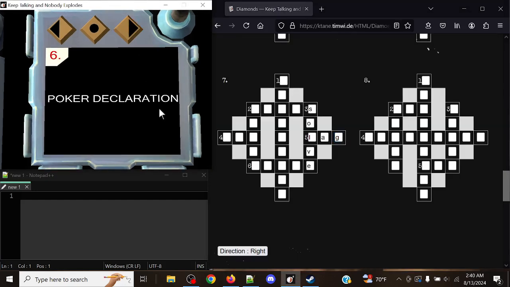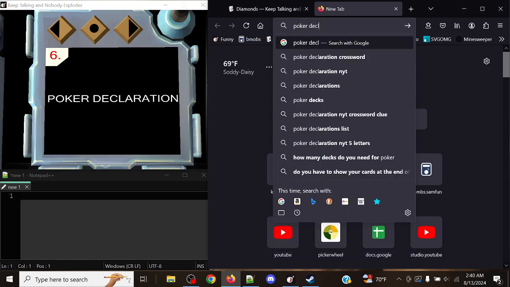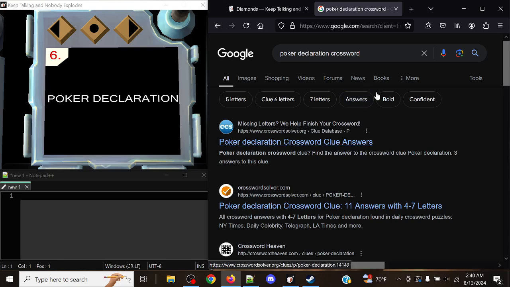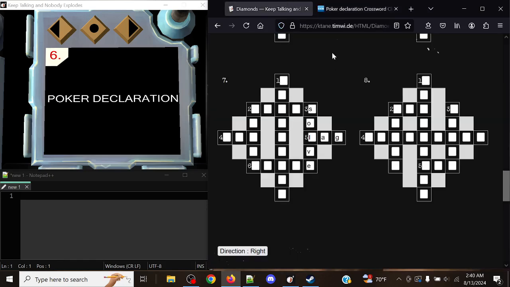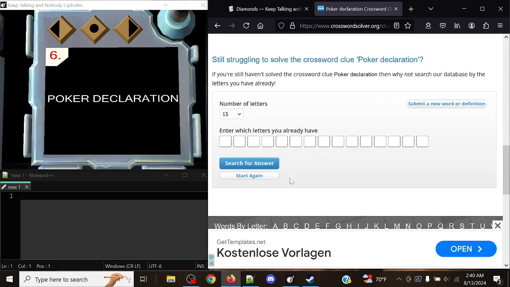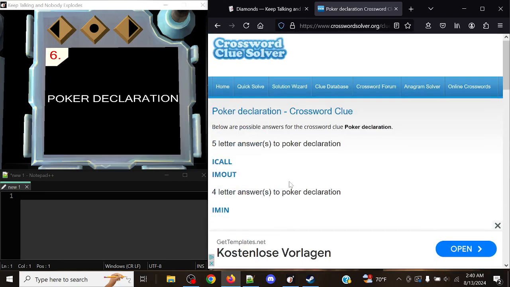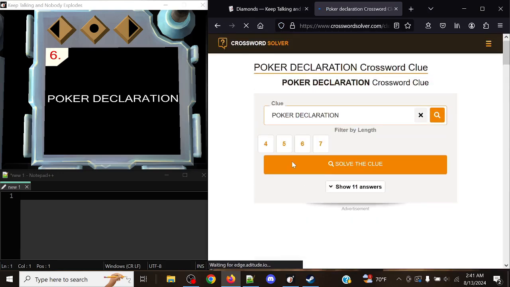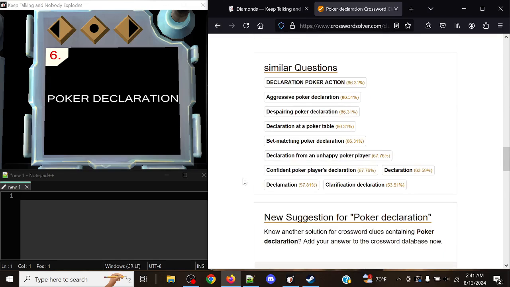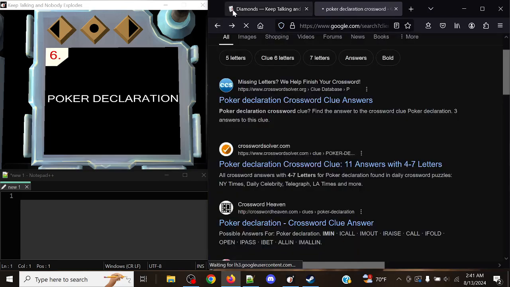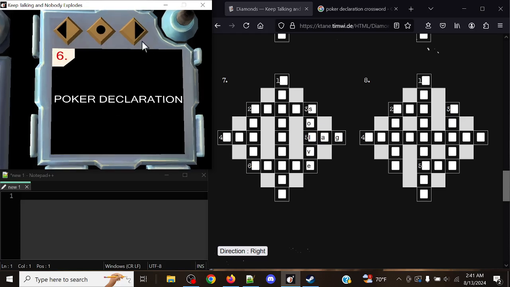That makes sense. Okay. Poker declaration. That's something we can look up. Poker declaration. And sometimes these are related to actual crossword answers, so you absolutely can look for this. In this situation, we're trying to end with an E, which is not appearing. I don't know what these answers are. Okay, well, for now, we're just simply going to roll with this.